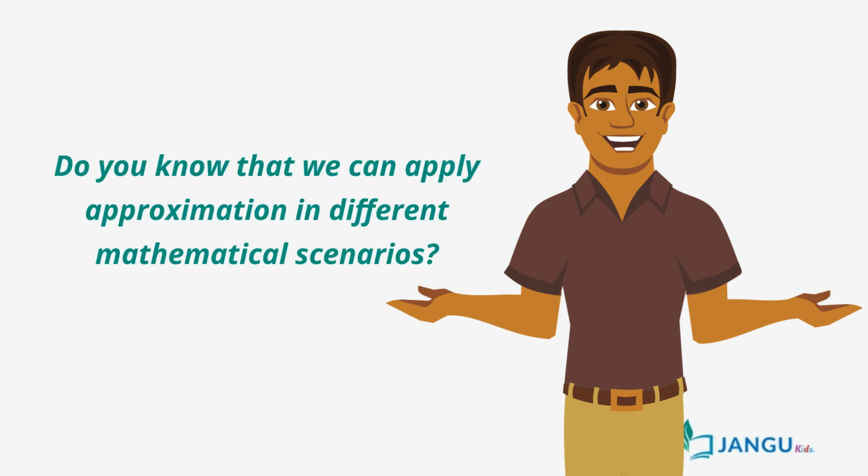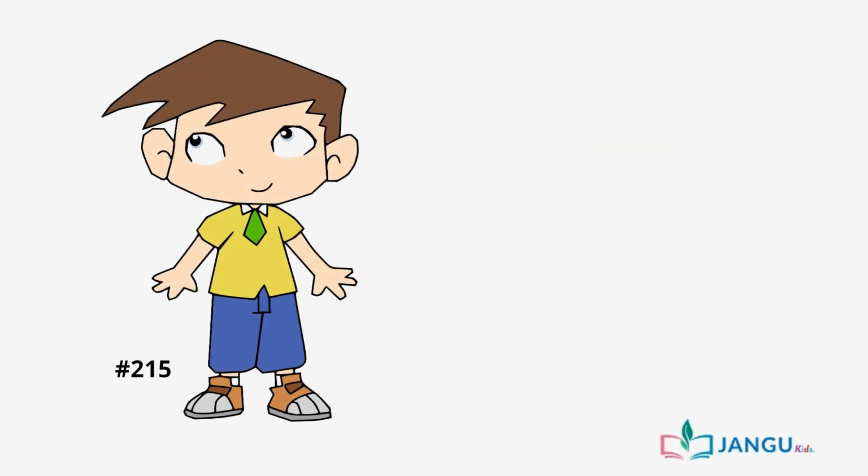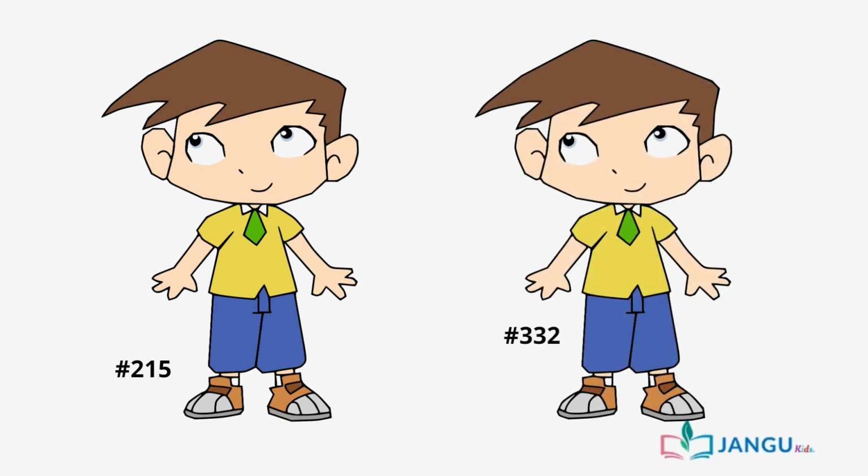Do you know that we can apply approximation in different mathematical scenarios? Should we see how? Alright then, let's see it in addition. If Damini has 215 naira and Ebuka has 332 naira, how much do they have altogether? Round off the answer to the nearest 100. To solve, we add 215 to 332, which gives us 547. Round it off to the nearest 100, our answer is 500 because the next digit after 5 is less than 5, so we rounded it down to 0, and same with all the other numbers.